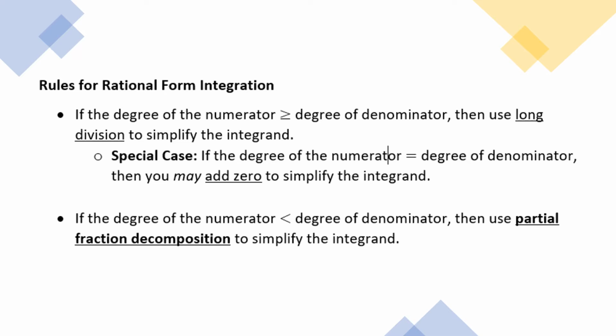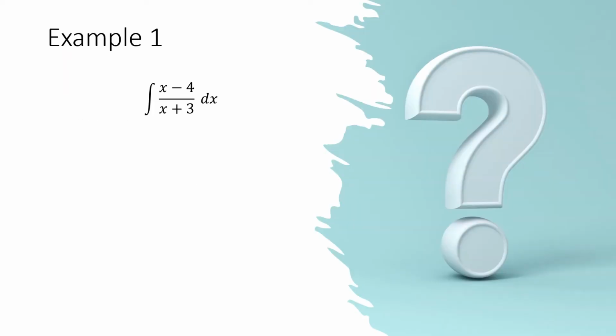So adding 0 is not necessarily like literally 0. It could be like adding 1 minus 1, or adding 7 minus 7, or something like that to make it a little bit easier. If the degree of your numerator is less than the degree of your denominator, then you want to try to use partial fraction decomposition to simplify.